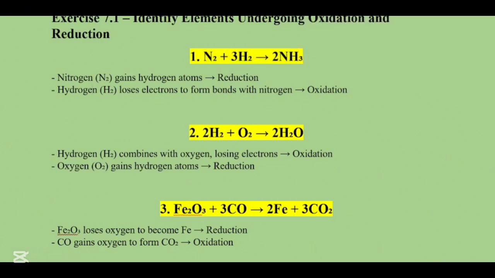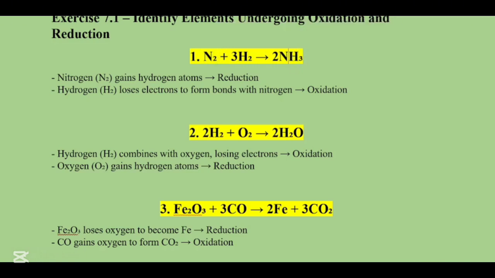We have nitrogen with 2 atoms plus hydrogen with 6 atoms, because 3 has been multiplied by 2. And then it has been converted to 2 nitrogen and hydrogen 3. So we need to find the element which has undergone oxidation and reduction. Look at nitrogen first. Nitrogen has been converted and it gained 3 atoms of hydrogen. So when you gain hydrogen atoms, this means that it is going through reduction. So nitrogen 2 gained hydrogen atoms, 3 to be precise, so it undergoes reduction.